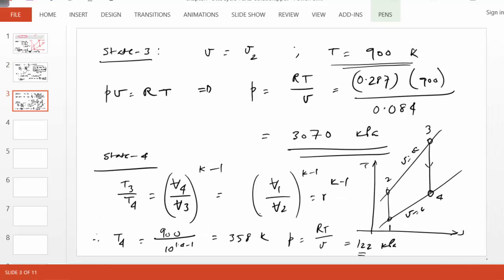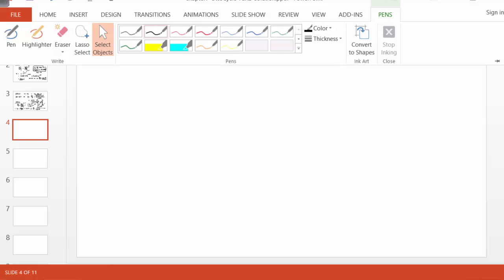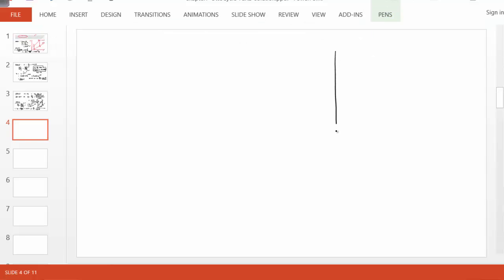Let's go and evaluate what we are after, the cycle analysis as far as network or thermal efficiency, etc. are concerned. Again, we draw the cycle on the TS diagram.